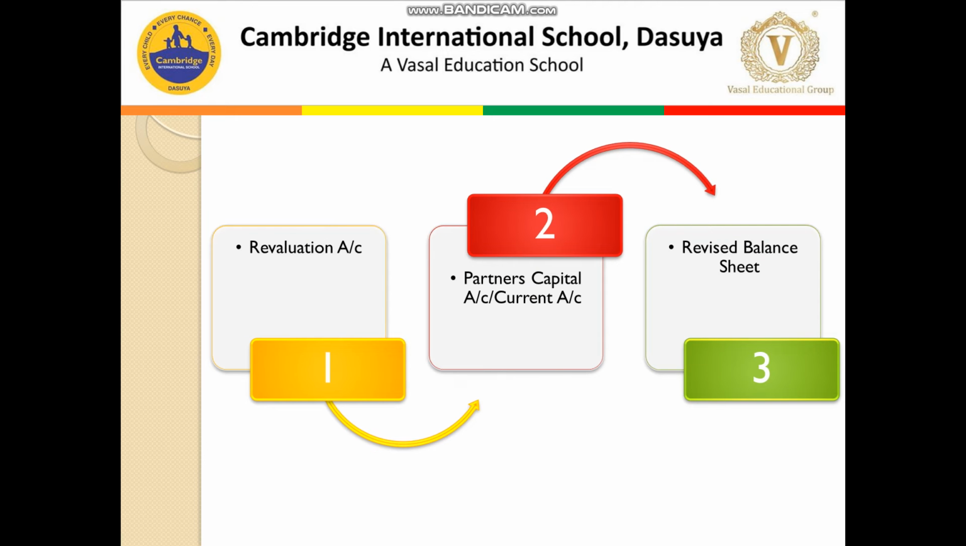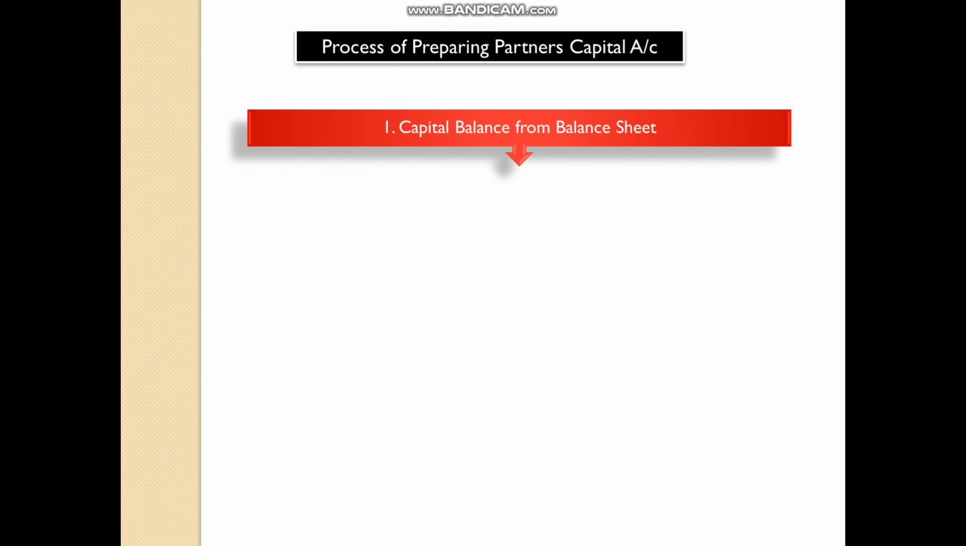All steps depend on each other. If the revaluation account goes wrong, then the partners' capital goes wrong, and then the revised balance sheet will not match. And I hope you will not lose marks in your examination, so please understand all of these things carefully. Now the process to prepare the partners' capital account. First, take the capital balances from the balance sheet.